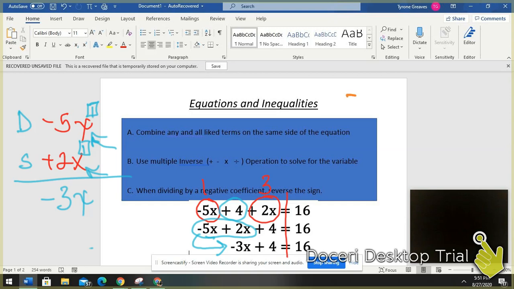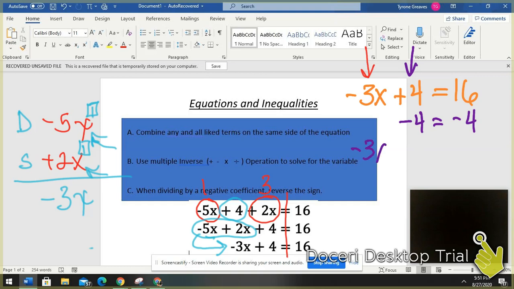So now let's use our inverse operations. To successfully use inverse operations, we must identify the operations that are being used. We are adding 4, so that's one operation, and then we are multiplying by negative 3. Always remove addition and subtraction first. So we're adding 4. The inverse of that will be subtracting 4. Always do these actions on both sides of the equal sign or the symbol. And now we have negative 3x equals 12.